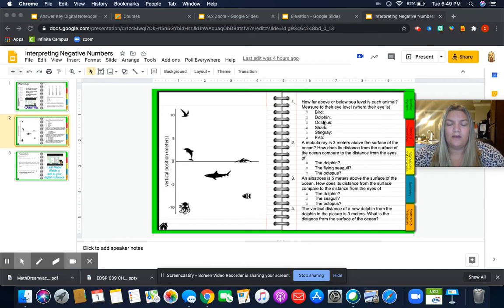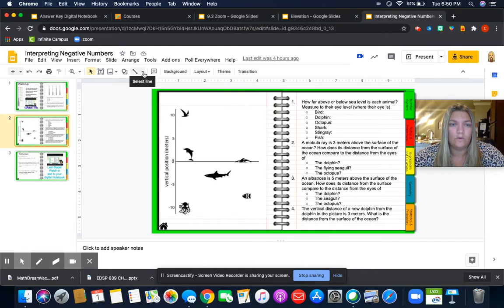If we want to measure at each animal's eye level, you can spot gauge it. This is the bird, dolphin, octopus, shark, stingray, fish. I went up and down and over for you if you couldn't tell what they were. If you have any difficulty measuring from the eye level, you're more than welcome to add lines here. Here's where the bird is. That's a little bit lower, but you can move it up. You can see the bird is at 10.